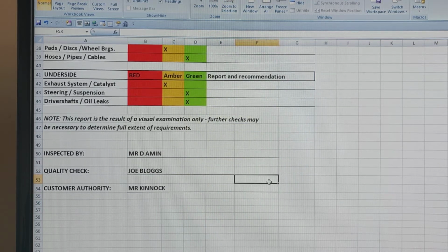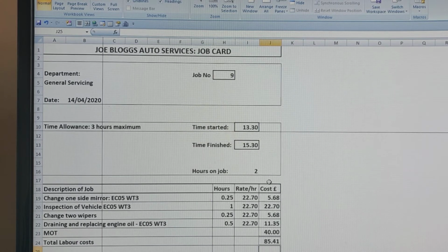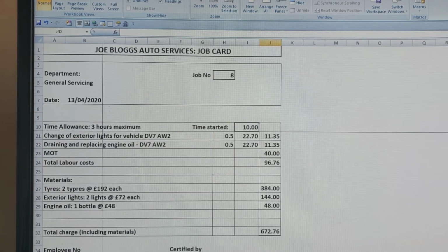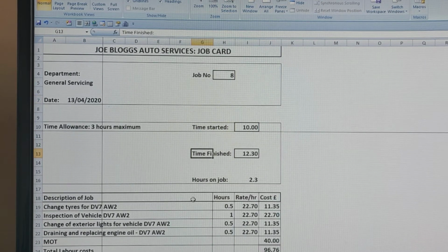Now, once they are happy for the repairs to be carried out, a job card is issued. Here is what a job card looks like. This is the job card for this vehicle. Let me go to vehicle DV7AW2. The job card states the time the repairs and servicing will commence, and the end time and the total time spent on the job, which indicates 2.5 hours. Now, what we have to do here, change tires.